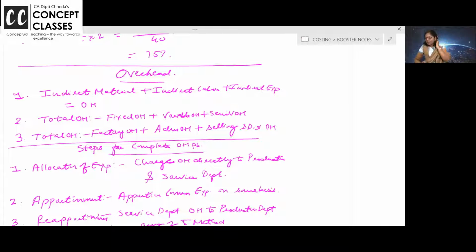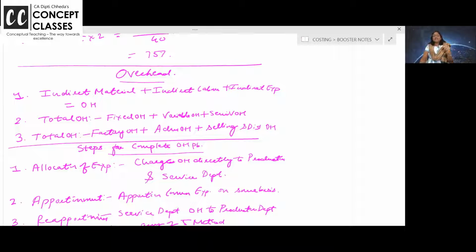Yes, overhead can also be divided into fixed overhead. What is fixed overhead? It is constant in total. Whether you produce 10,000 or 50,000, the factory rent is fixed. The supervisor's salary is fixed. So fixed overhead. Variable overhead changes with the per unit of the production. The more units you produce, that much raw material is required, right?